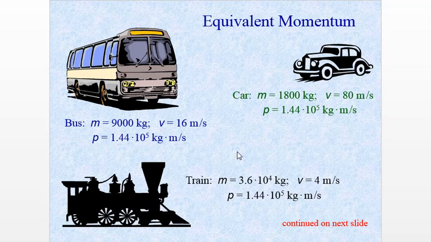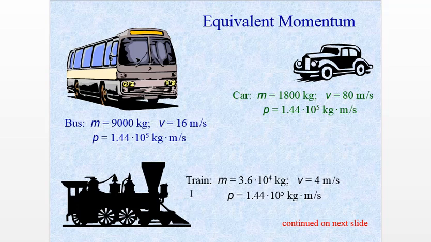This is an example of equivalent momentum. If we have three vehicles, first a bus, second a car, and third a train, the three vehicles have different mass and different velocity. The train, bus, and car all have different mass and speed, but their momentum is the same in magnitude.